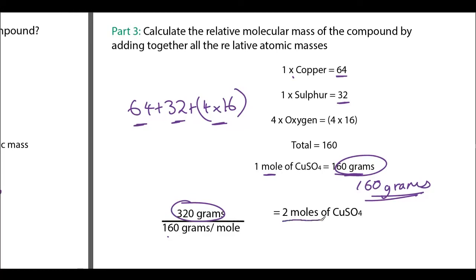So we've got 320 divided by 160 equals 2 moles. So the amount of moles we've got of copper sulfate, if we've weighed out 320 grams, is 2 moles. Okay, so that's the answer.